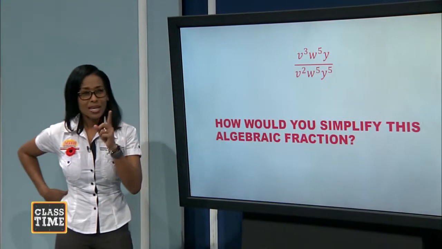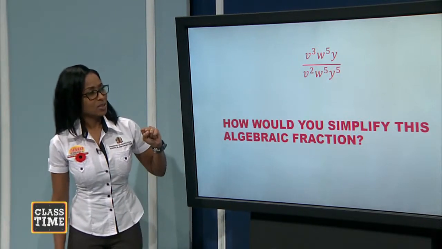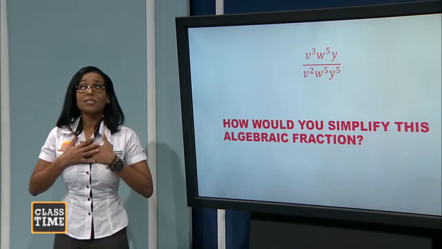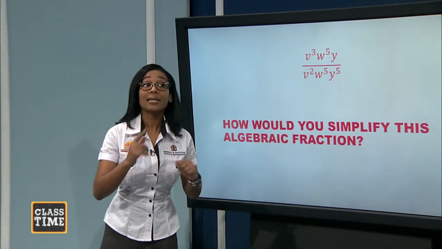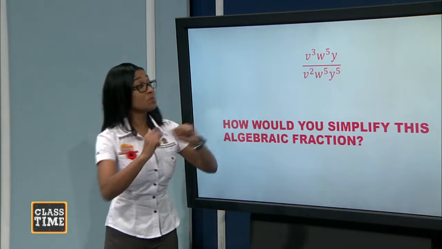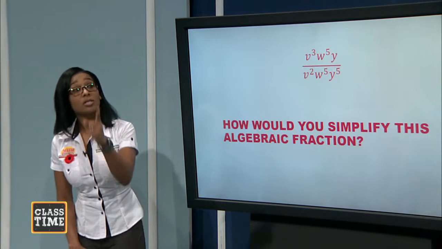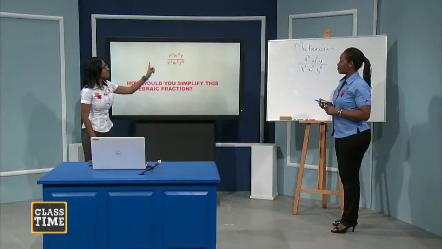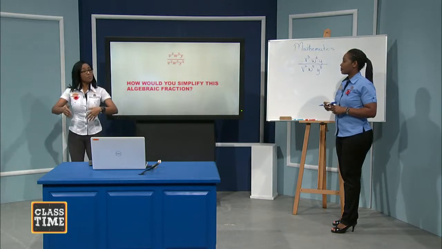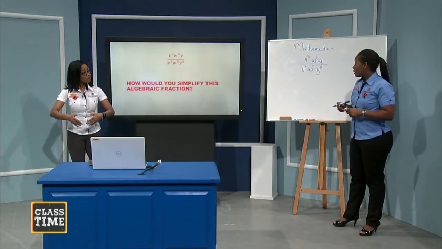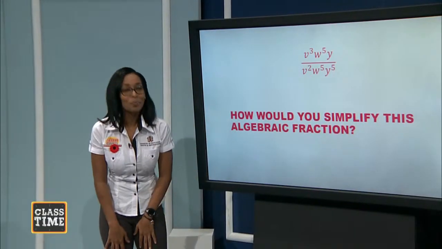But I remember something from high school, that when we're looking at these types of algebraic fractions, I love to take the long route. So I would go ahead and expand. I'm going to write what each means. So my v cubed means v multiplied by v multiplied by v. My w raised to the 5th power would be w multiplied by w multiplied by w multiplied by w multiplied by w, and it goes on. So we're seeing a pattern here.